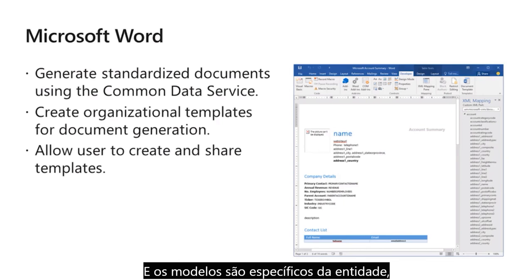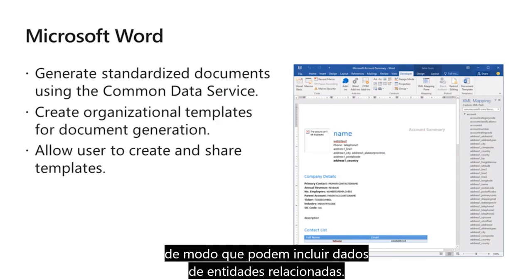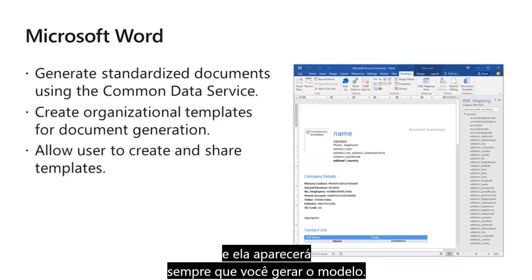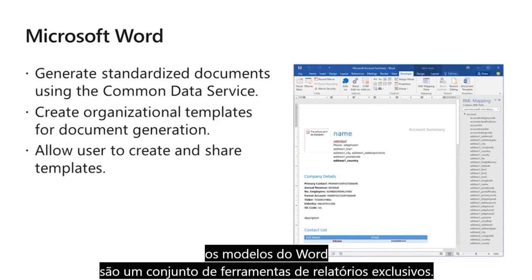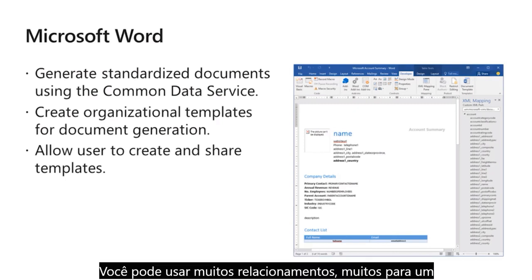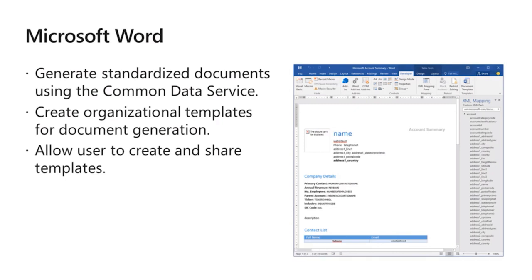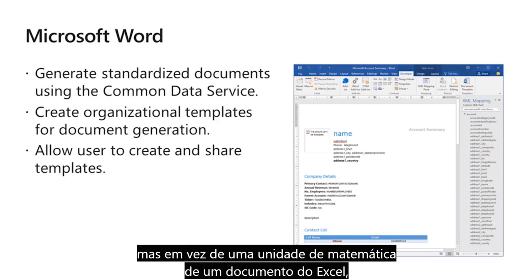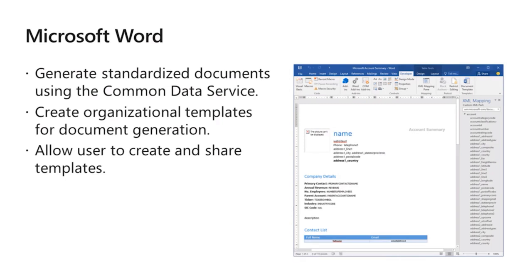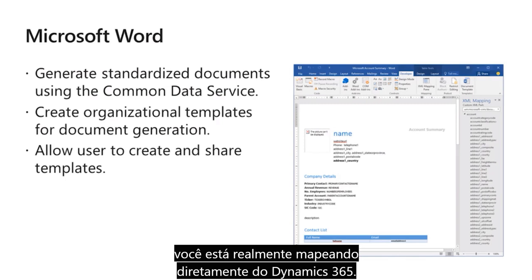Templates are entity specific, so they can include data from related entities. You may select an entity relationship and it brings it in whenever you generate the template. What's really nice about this is Word templates are a unique reporting tool set. You may use many-to-one and many-to-many relationships, including the list of the child records. On the screen, I have an example of what that mapping looks like. If you've used mail merge before, it's very similar, except instead of mapping it from an Excel document, you're actually mapping it directly from Dynamics 365.